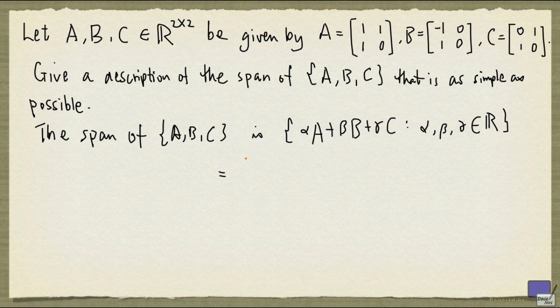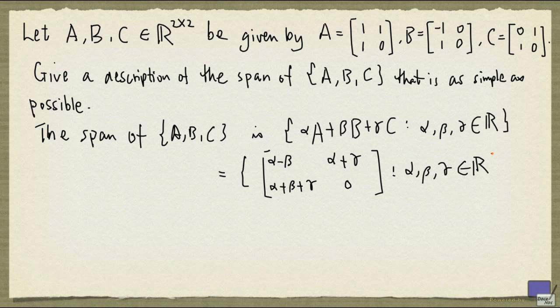And if we expand this, we get the set of matrices in this form. So the top left entry is alpha minus beta, because I have alpha times 1 here, and beta times minus 1 here, and gamma times 0, which is just 0. Now the top right entry is alpha plus gamma. The bottom left entry is alpha plus beta plus gamma. And the bottom right entry is 0 because all the matrices have 0 in the bottom right. And here alpha, beta, and gamma are real numbers.